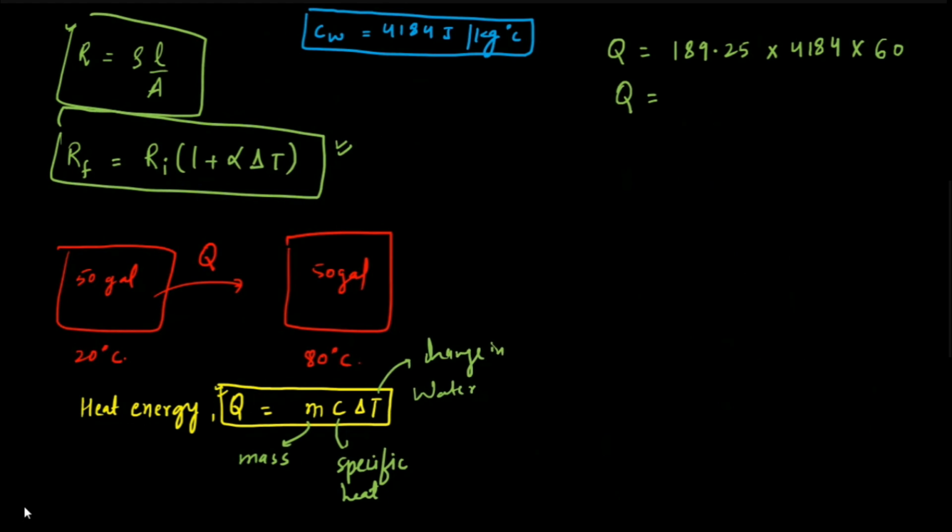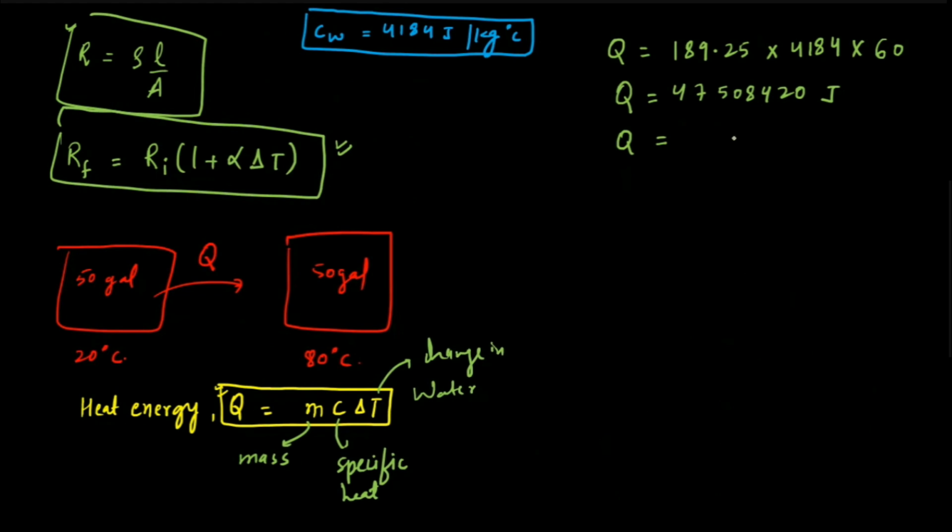See, whatever you have learned in the previous chapters, keep it in mind, because that too can be used in upcoming sessions. Whatever chapters you have learned so far, make sure you remember everything. Everything is required. So here the Q will be approximately 47508420 joules. This is the value we are going to get.